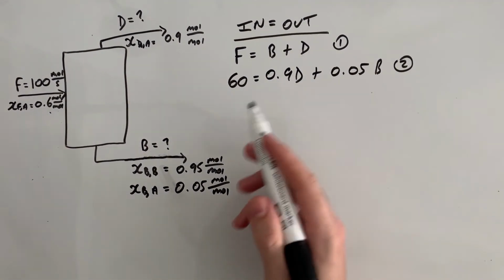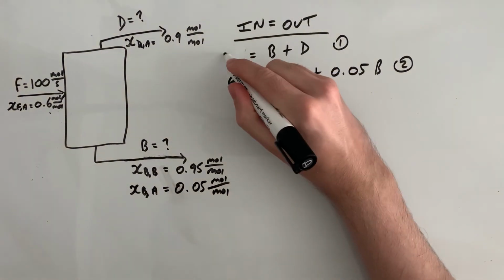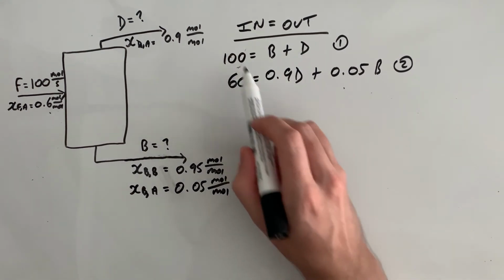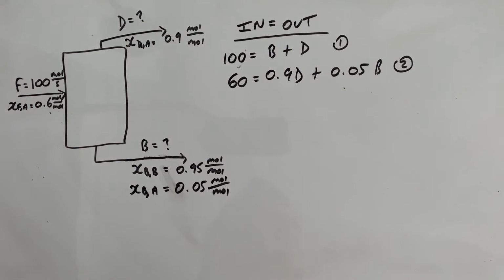And again, now we have a very simple case of where our F is 100, so we can replace that in here. Two equations with two unknowns, two material balances, total and for one of our components, and our two unknowns are the bottom and distillate flow rates.